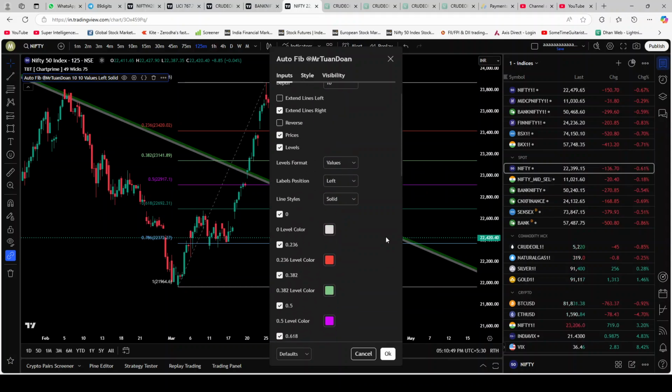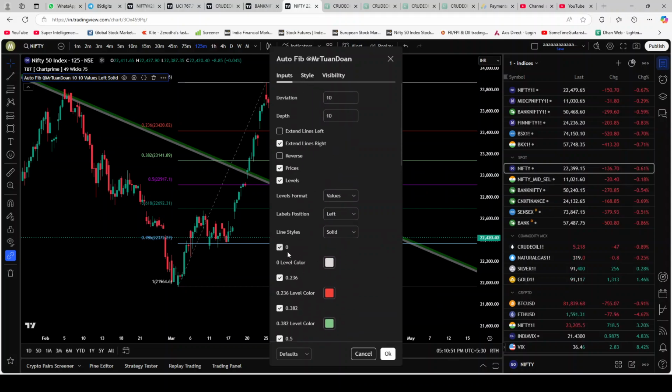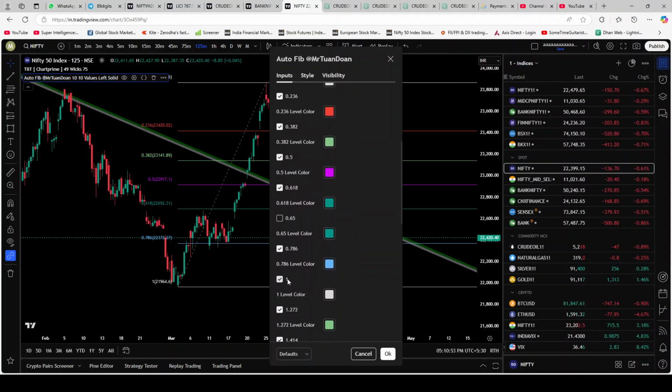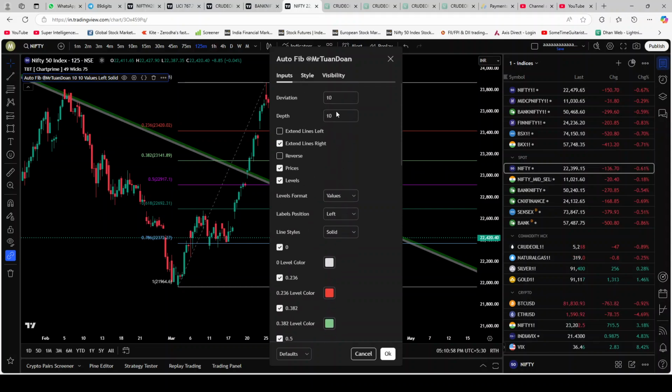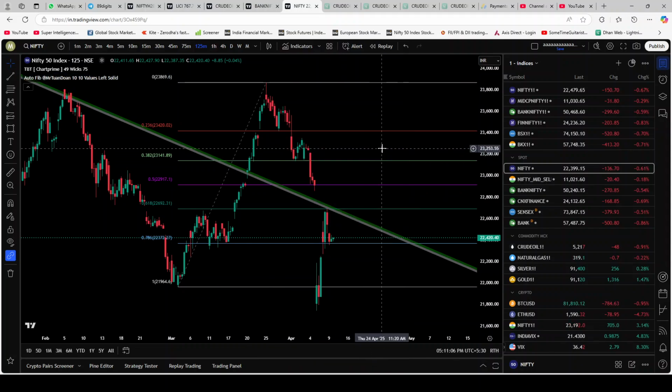All right, I told you the primary changes are 0 and 1 I have made white, and this 0.05 I have made purple, and the primary change over here is instead of 310 I have made it 1010, and these are the things I keep ticked. And with that I get something like this.